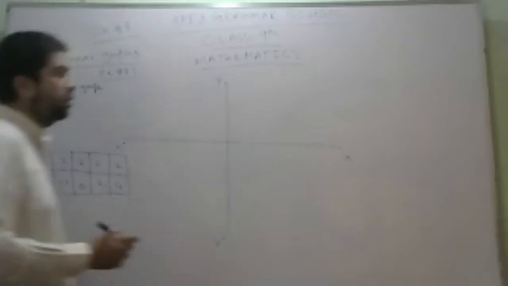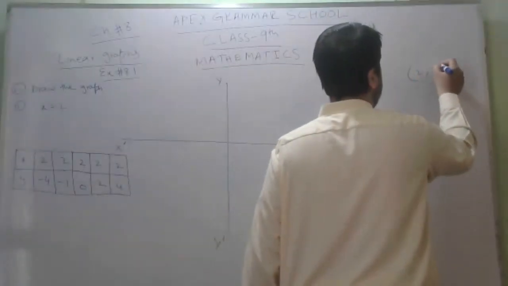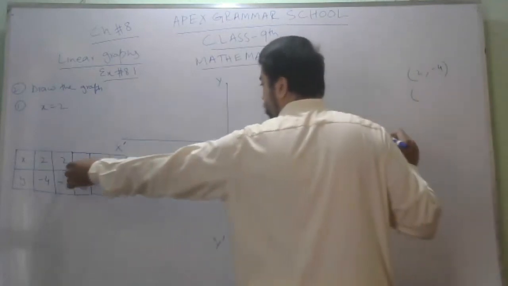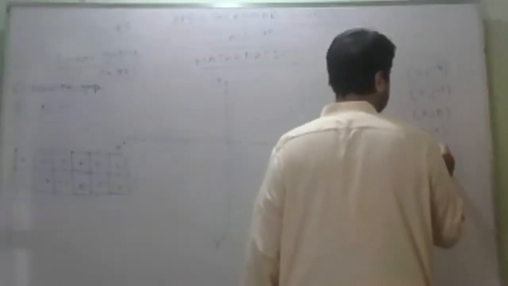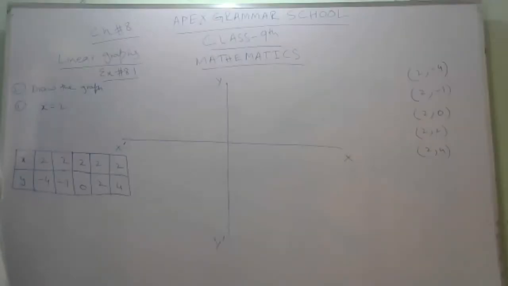Now you can easily make the ordered pairs. First ordered pair is 2, minus 4. Other is 2, minus 1. Then 2, 0. Then 2, 2. And 2, 4. These 5 ordered pairs, I am going to plot these points within this graph, and we can check which type of graph it must be.